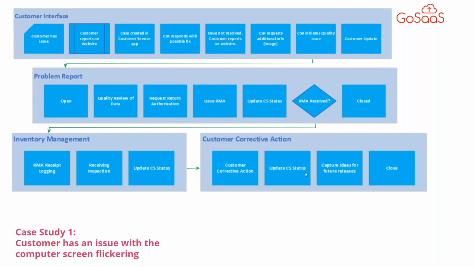In addition to this, we want the rest of the organization to be involved in this. So the person that's been doing this analysis is saying, hey, I think I've seen this before. They're actually going to go in and capture the idea of possible fixes for future releases. So again, it's not siloed. We're getting quality, customer service, engineering, operations, inventory management. All of those different functions are included in this entire process.